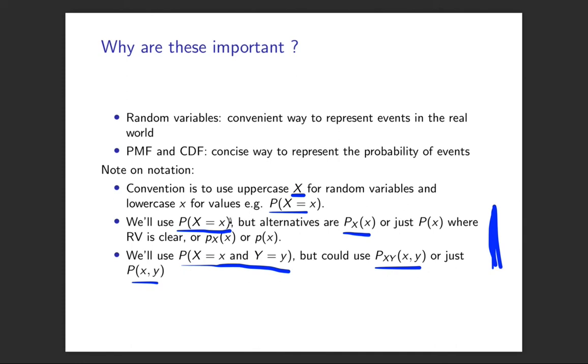So just a heads up that the notation for describing random variables like this isn't set in stone. I'll consistently use this notation, the probability X equals x, this way. But when you're reading around, you might find other notation, so you just need to be aware of that.